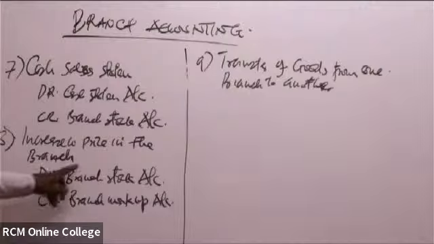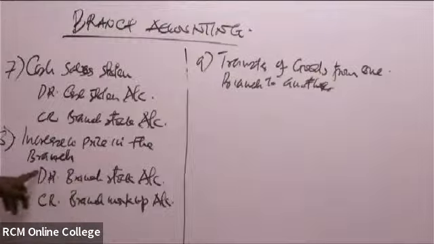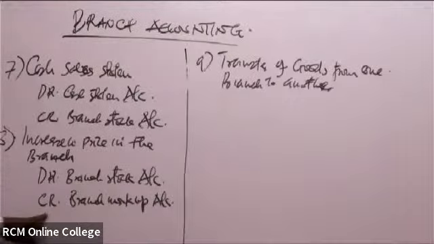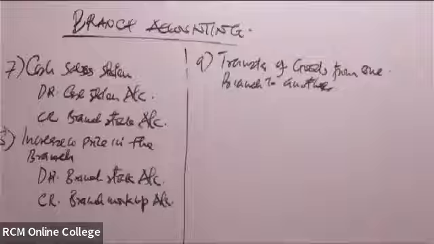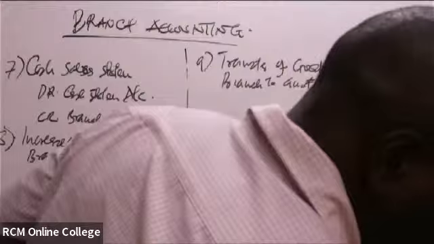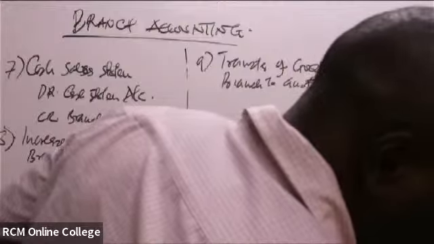This one is increase in price in the branch. I hope you are seeing it. Increase in price in the branch: debit branch stock account, then credit branch markup account. I hope you've gotten that entry.